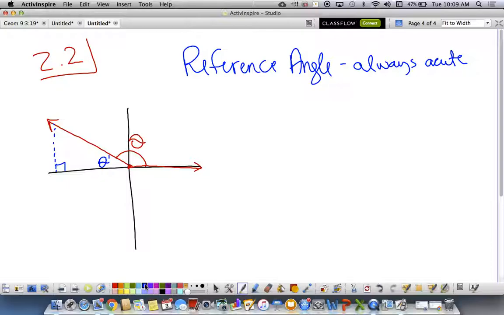If you are in the second quadrant, so I'm going to put quadrant 2, how are we going to find our reference angle right here? Zach already said it. Can we subtract, 180 minus theta?